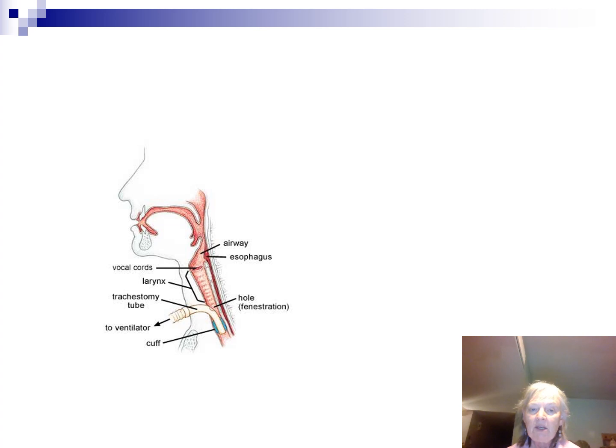There is a cuff on these. The cuff helps maintain the airway in place, and if they're going to talk, sometimes we have to let that cuff down so that they can pass that air around.